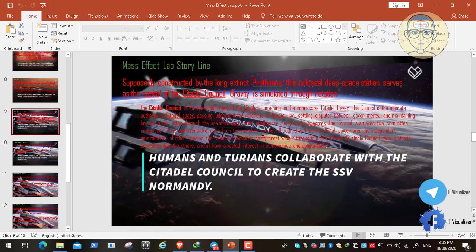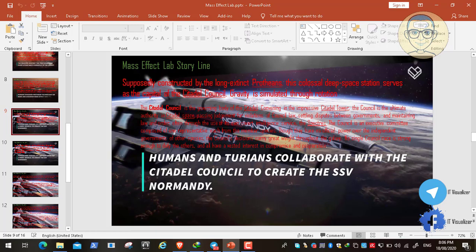a member species. For example, the Citadel Council will have a member from Earth, a member from the Turians, a member from the Asari, and a member from other species. All of them are represented in this council. Okay, and they have no official power over the independent governments of every species. But the decisions that they take carry great weight throughout the galaxy.